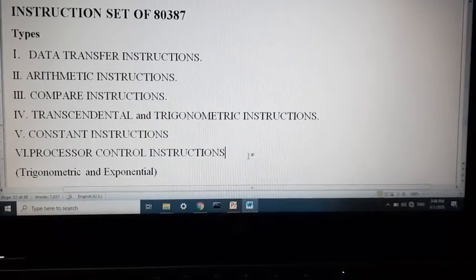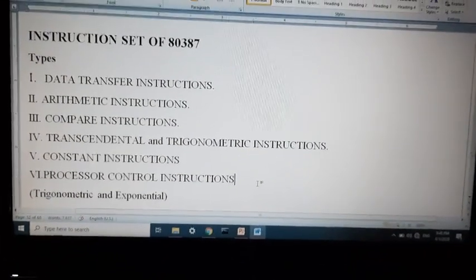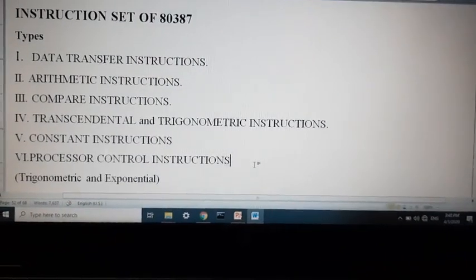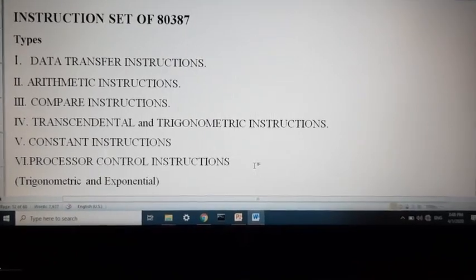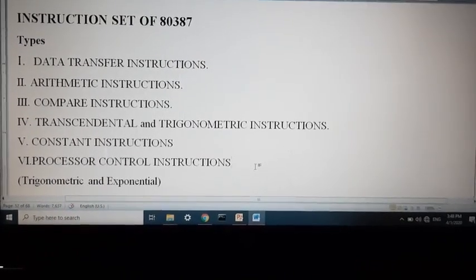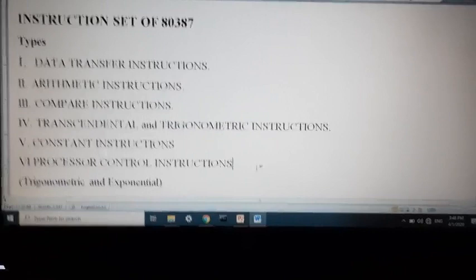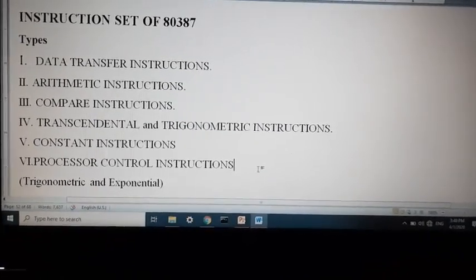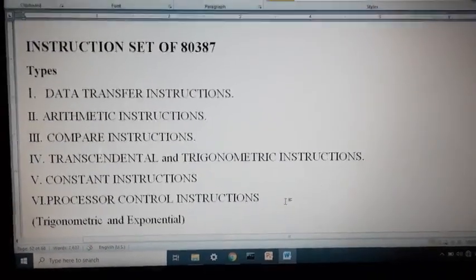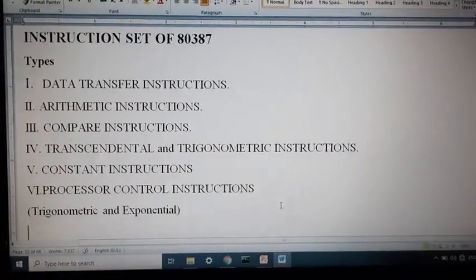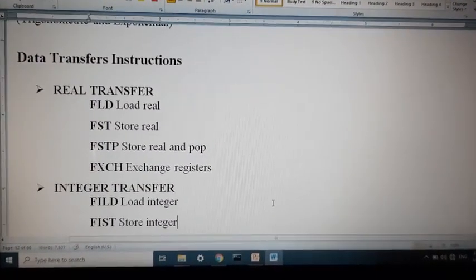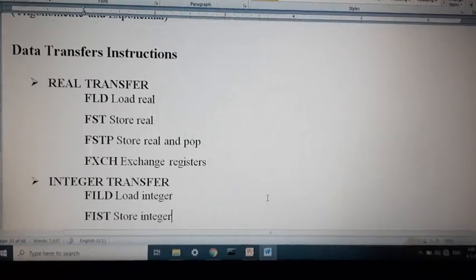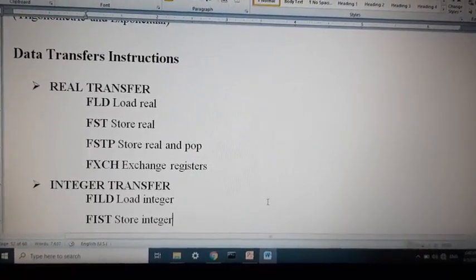So a total of 6 groups are there: data transfer instructions, arithmetic instructions, compare instructions, transcendental and trigonometric instructions, constant instructions, and the last one is processor control instructions. Today we are going to cover the first two groups, that is data transfer instructions and arithmetic instructions. So now we will start with the first type, that is called data transfer instructions.